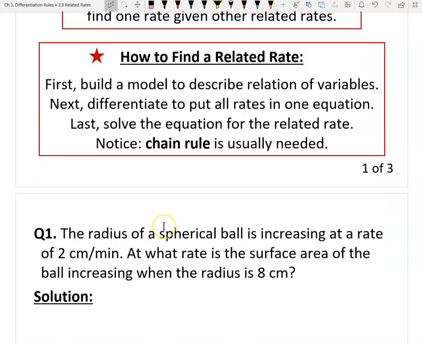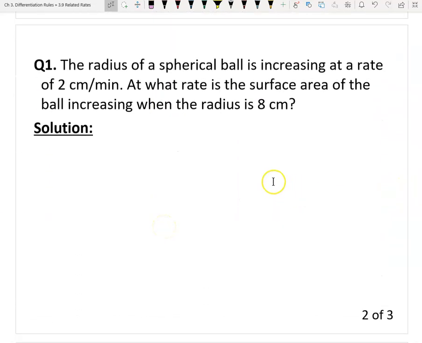So the first, let's read the question. If the radius of a spherical ball is increasing at a given rate, at what rate is the surface area of the ball increasing when the radius is 8 centimeters? First, how many variables do we have in this question? We are talking about the increasing of the ball, so we have the independent variable, first the time t, in minutes.